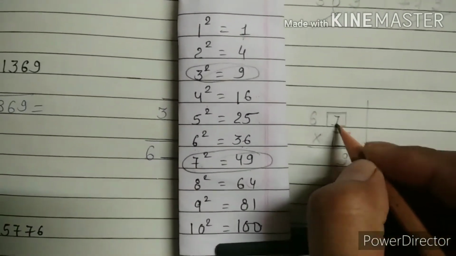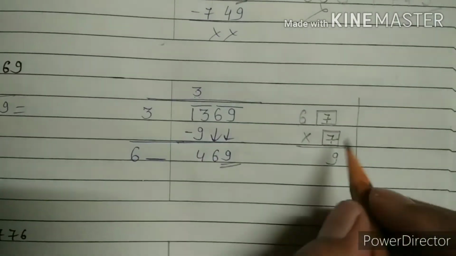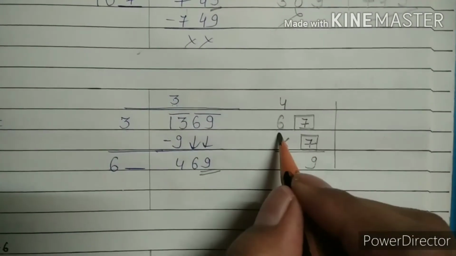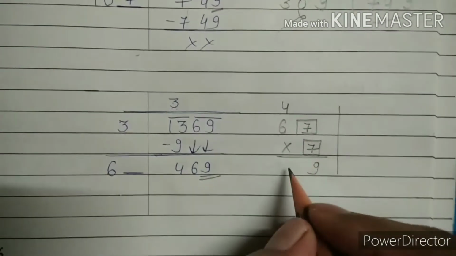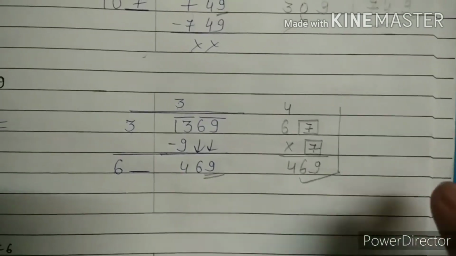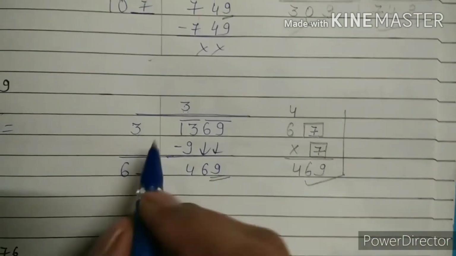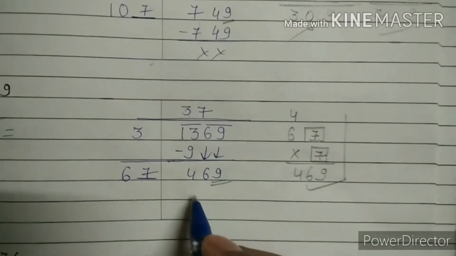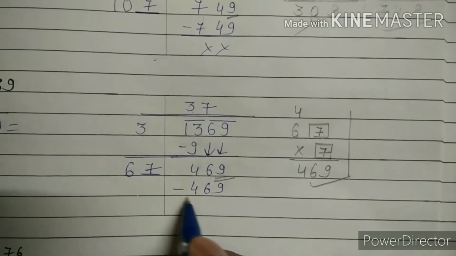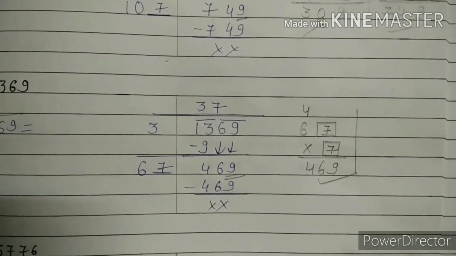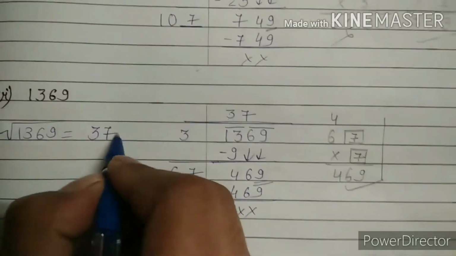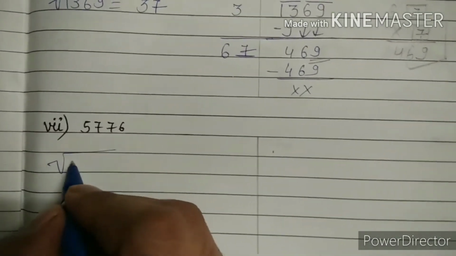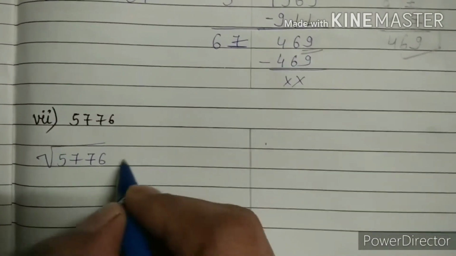Firstly I am doing it for 7. 7 sevens are 49, 9 here, 4 upside. 7 sixes are 42, 42 plus 4 is 46. We get the absolutely right term. So this time 67 will come here and this 7 will go upside. 67 into 7 is 469. After subtraction, nothing. So 37 will come here. Now the seventh question: we have to find the square root of 5776.